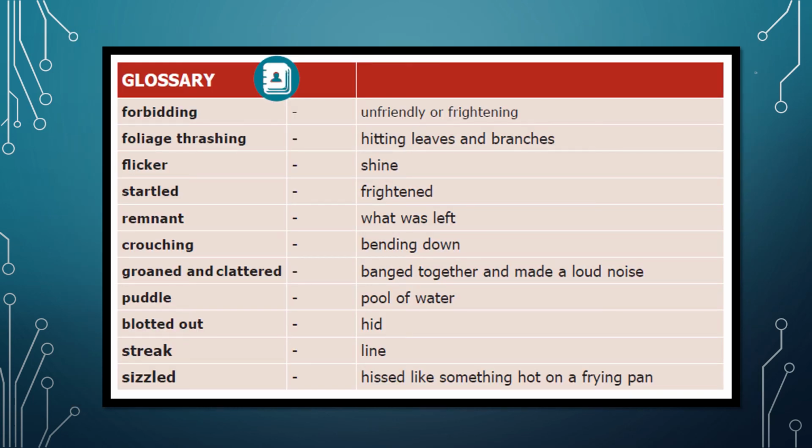Let's read the glossary. Forbidding: unfriendly or frightening. Foliage thrashing means hitting leaves and branches. Flicker means shine. Startled means frightened. Remnant means what was left. Crouching means bending down. Groaned and clattered means banged together and made a loud noise. Puddle: a pool of water. Blotted out: hid. Streak: line. Sizzled: hissed like something hot on a frying pan.